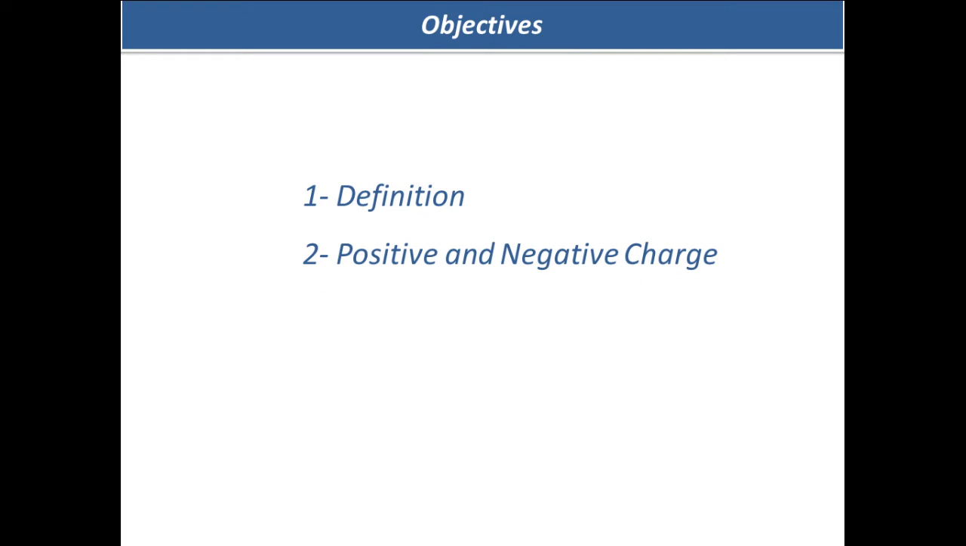The objectives of our lesson today are, first, the definition of electricity and what positive and negative charges are and how they happen, and then electrons in movement. What is the meaning of electrons in movement?